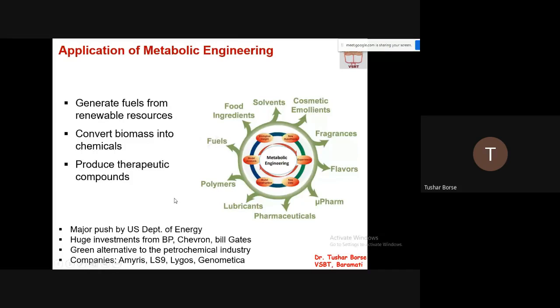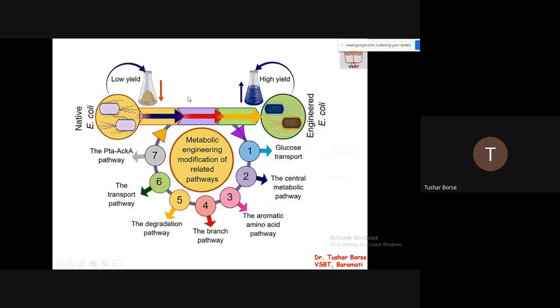So that you can obtain many useful products from them. I think this picture will give you the idea. See here, I have shown a native E. coli. When you are using the native E. coli, you may get a very low yield of the product in which you are interested. So you can think of modifying this E. coli by using different techniques of metabolic engineering. What kind of modifications can be done?